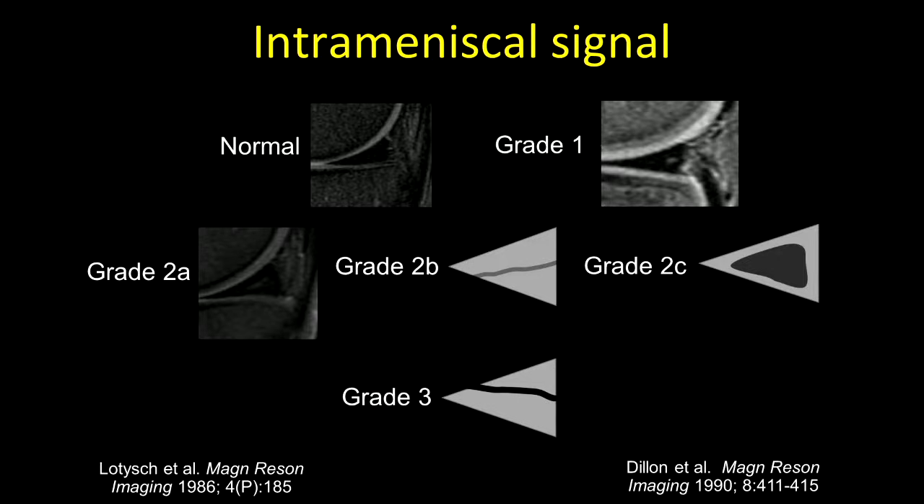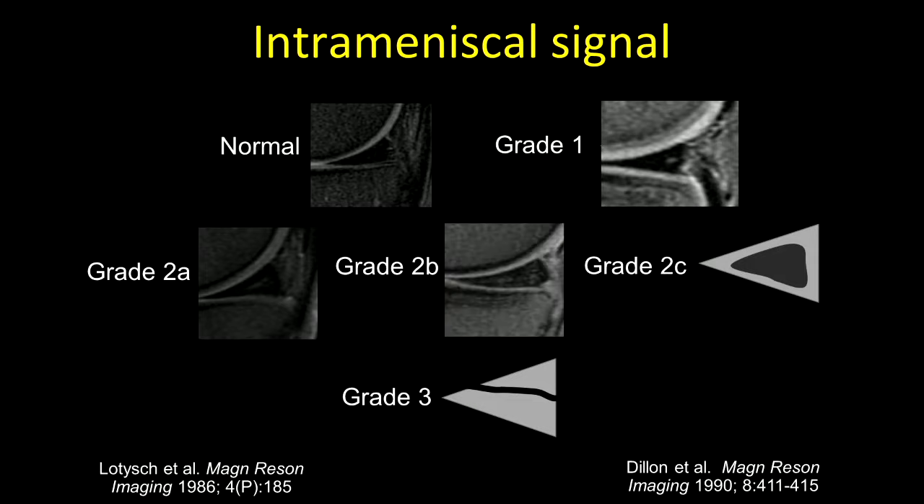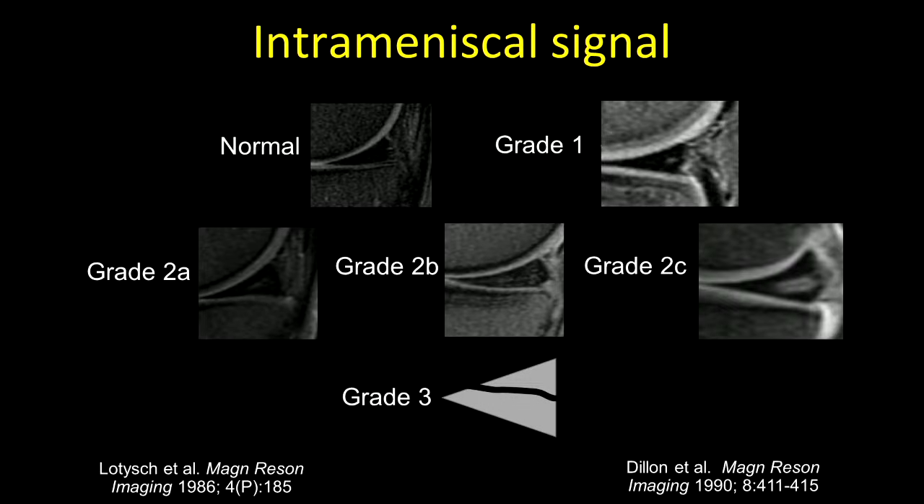In grade 2B signal, you'll see vague signal abnormality, perhaps extending to the articular surface on at least one image. Here you can see some degenerative signal, and you can see the linear signal meandering but not clearly breaching the inferior articular surface. In a grade 2C lesion, you get more globular high signal within the meniscus, as in this example, and these are quite commonly associated with meniscal tears.